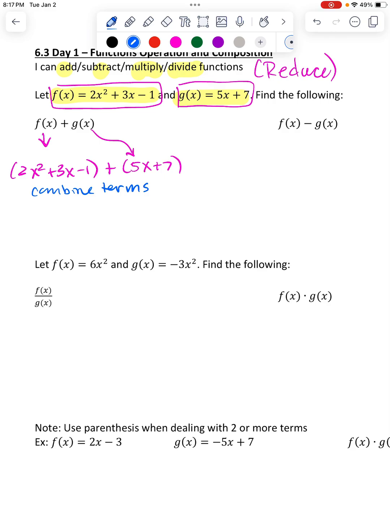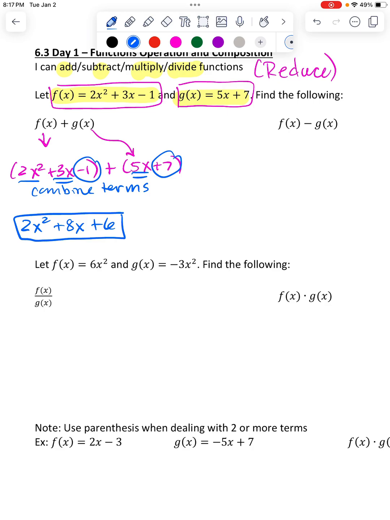We've done this kind of all year. So I start with my highest power, which is the x squared, but I don't have any others to combine with it. But in terms of plain x, I have a plus 3 and a plus 5. So I end up with positive 8x. And then for numbers, negative 1 and positive 7 give me a 6. And that is my answer.